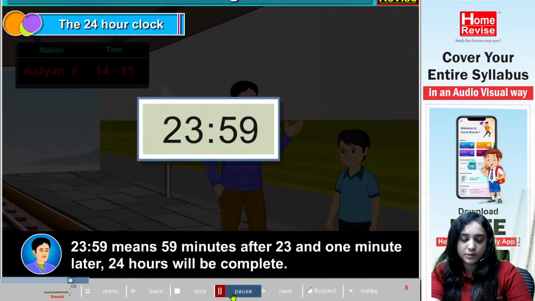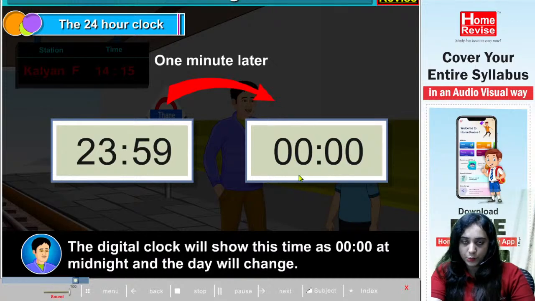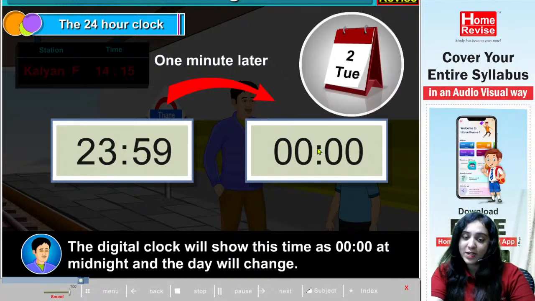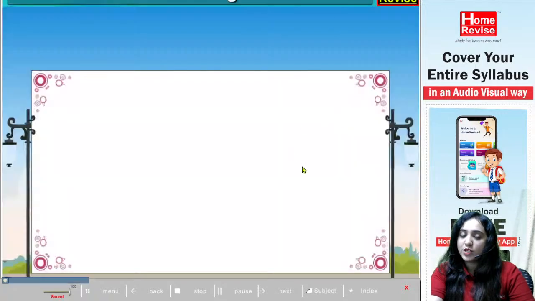23:59 means 59 minutes after 23, and 1 minute later 24 hours will be complete. The digital clock will show this time as 00:00 at midnight. It will never show 24.00. It is always 00.00 and the day will change. At that time, a 12-hour clock shows 12 midnight. This means it is रात के 12 बजे, 12 midnight.